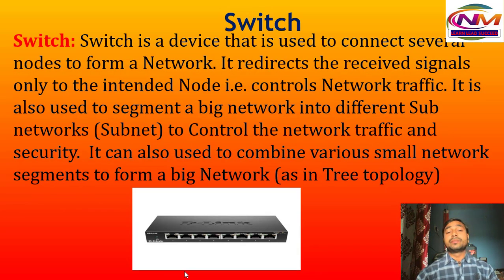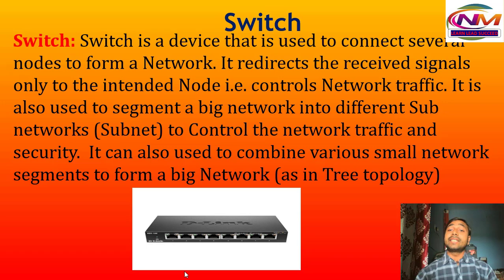This is the third one. This is called a switch. A switch is also a device which is used to connect several nodes to form a network. When we have several different networks, suppose one network of A, a second network of B, and a third network of C, then when we have to connect all those three networks, the usage of a switch is needed. Here it redirects the received signal only to the intended node, that is, it controls network traffic. A switch is also known as a smart device.